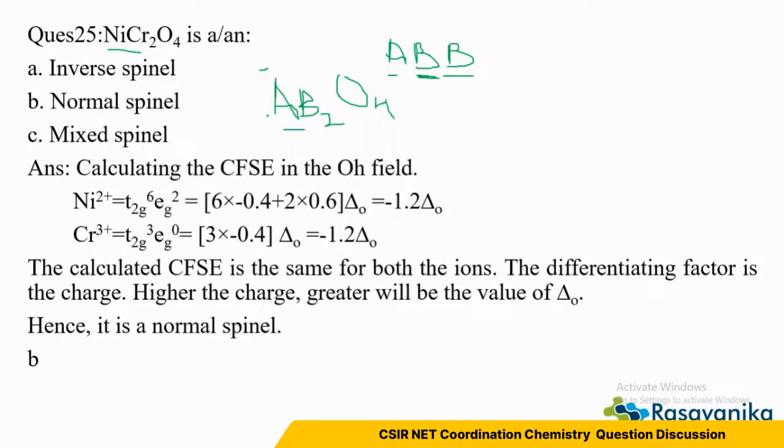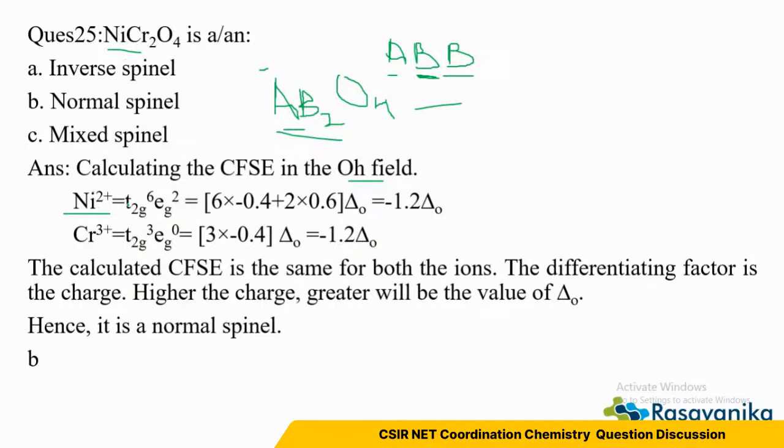Okay, so that is not required, that is just for your information. Because it is not required in this question, but you should know where the ion is present, in the tetrahedral void or the octahedral, because questions based on that can also be asked. So calculating the CFSE in the octahedral field, you have to find the CFSE in the octahedral field for nickel 2 plus, right? I told you AB2O4, A is in the +2 oxidation state, B is in the +3 oxidation state. So nickel is A, chromium is B.